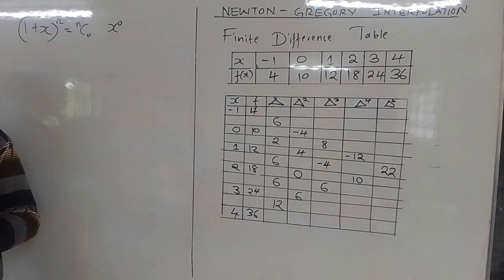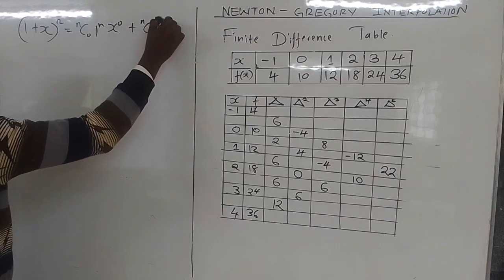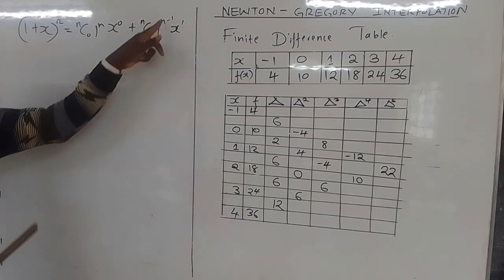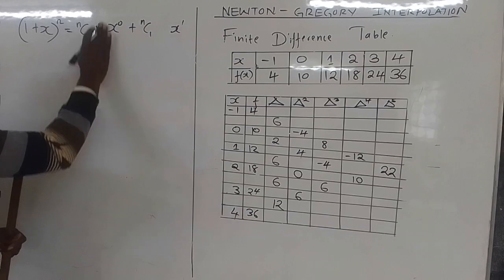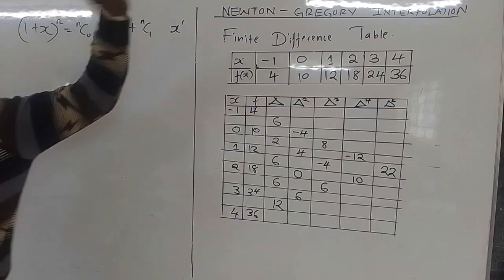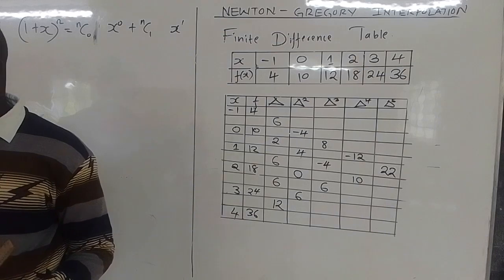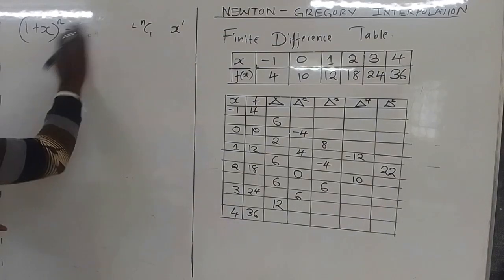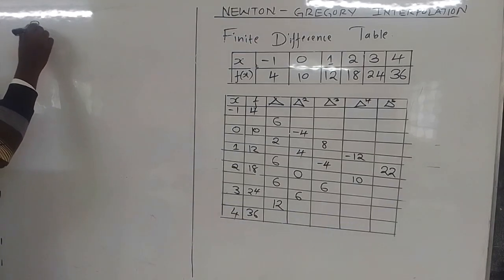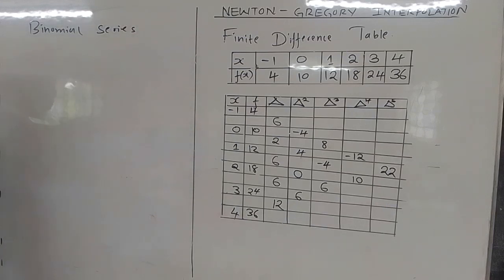Are we together? Yes, so if it is 1, the next one will be n combination 1, 1 raised to power n minus 1, x raised to power 1. 1 raised to power anything is just 1. That's why you will not be seeing the 1s there, isn't it? You will only be seeing the ascending powers of x with the respective coefficients. Is that okay? Are we together? Yes. So we are done with the finite difference table, we are now in the binomial series. We are moving stepwise. The binomial series.